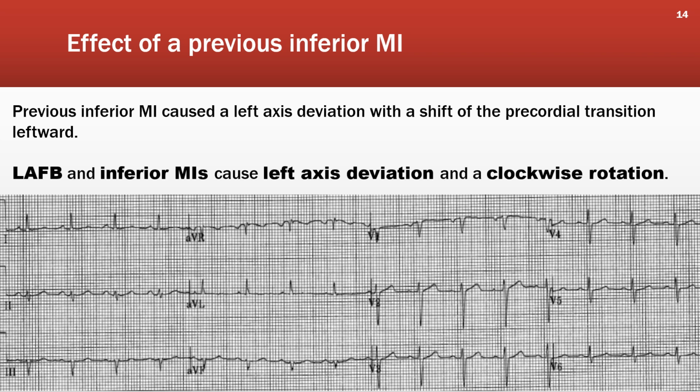Now, sometimes an anterior fascicular block or an inferior MI, both can cause a left axis deviation and a clockwise rotation. Now, we do not have an anterior fascicular block here, simply a left axis deviation, but just plain left axis deviations can cause a clockwise rotation. And we see here that the transition lead appears to be lead V5.